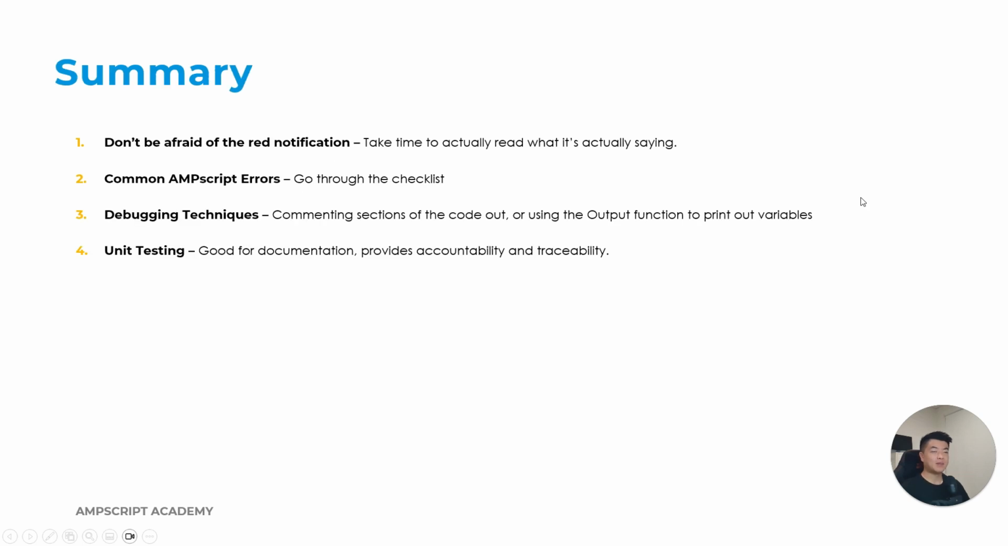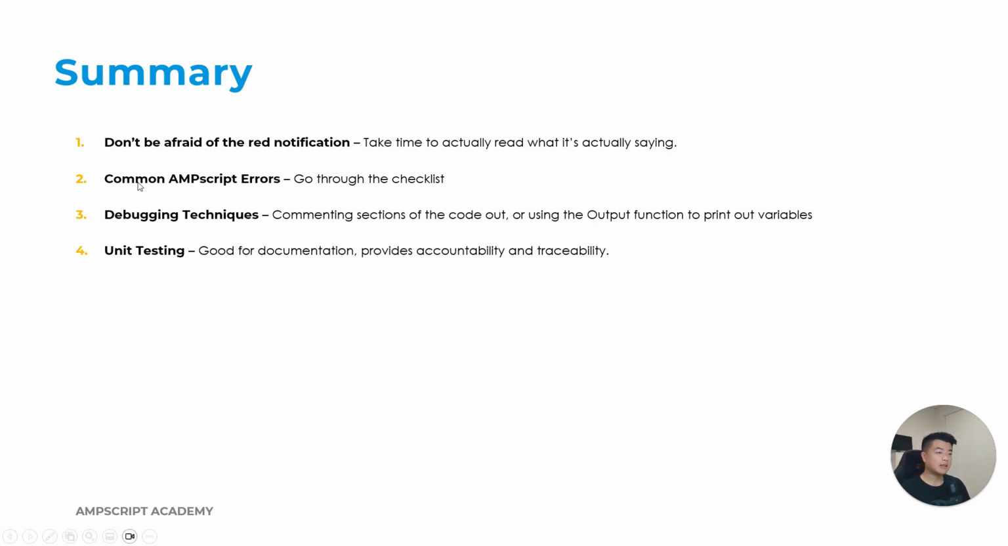Anyways, that's pretty much it for the video, guys. So this is the summary. Again, don't be afraid of that red notification. It can be alarming at first, but take some time to read it. Maybe it tells you what's wrong with your code. If it doesn't, if it's too vague, here are some common AMPscript errors you can go through. Have that checklist with you, and soon, once you get more experience, it'll be a mental checklist in your mind. So you can go through, okay, maybe it's a wrong function, maybe I have the wrong syntax here, or whatever it is, and it helps you debug your code a lot quicker.